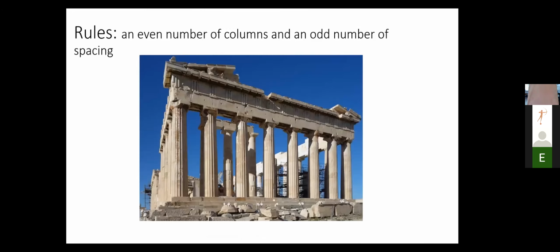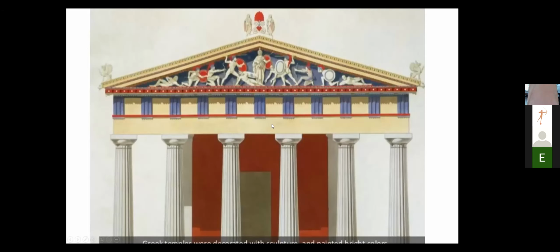Another rule is you always have to have an even number of columns and an odd number of spacing. So this is part of the fragments of the Parthenon in Greece. There's 8 columns, and then there is an odd number of spacing because you would never have a column at the center of the building. By that, I mean you would always have an even number of columns and an odd number of spacing. So prominently, you would have a triglyph at the center of the central opening. You would never have a column.